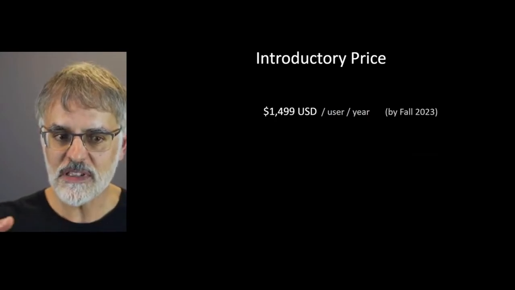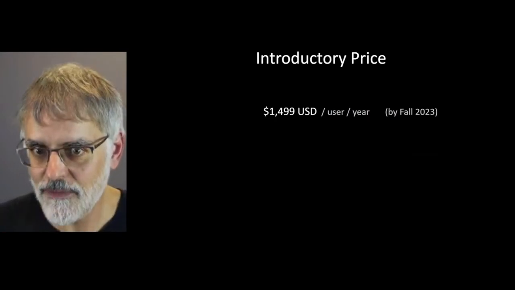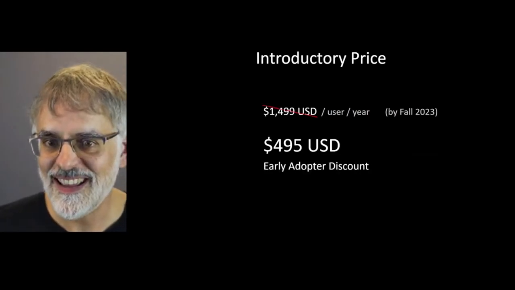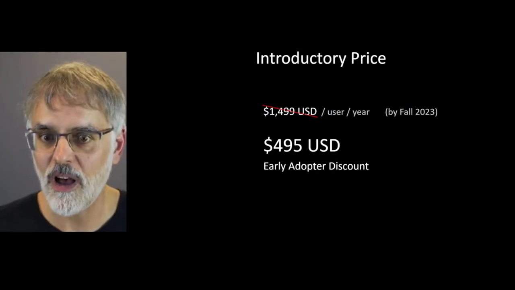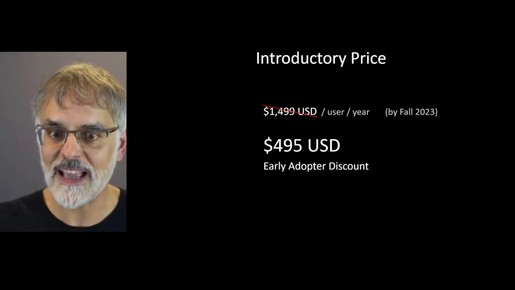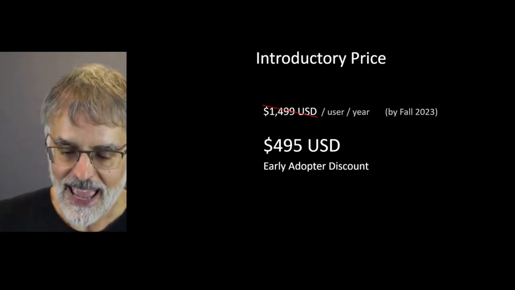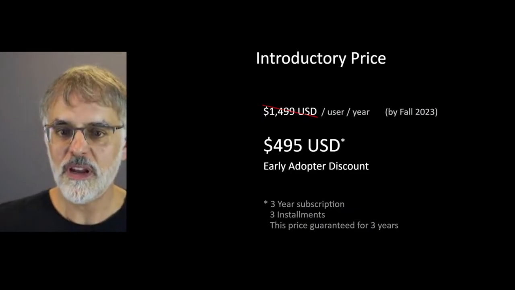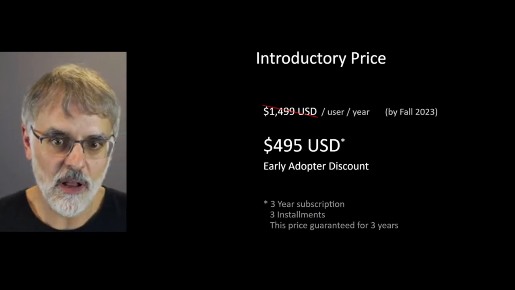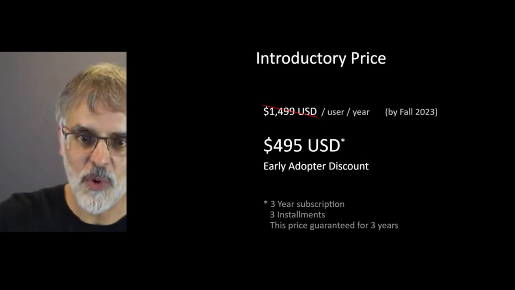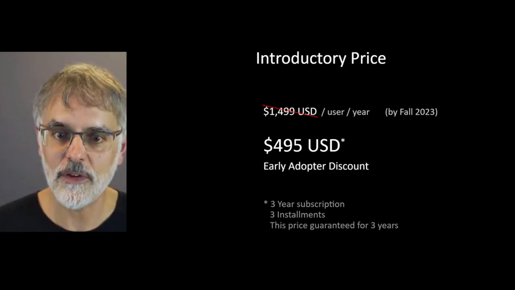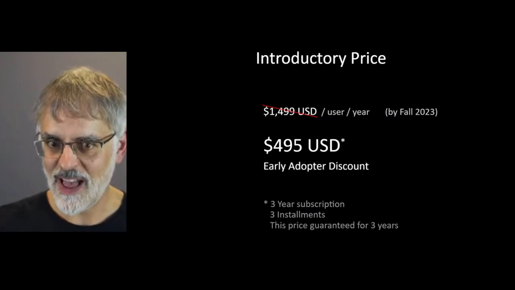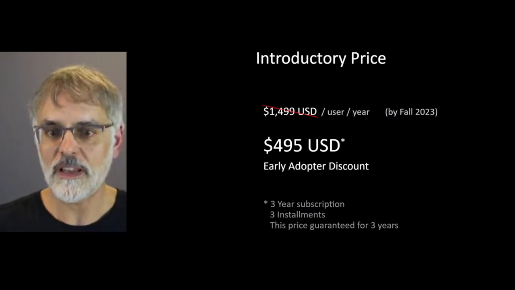So we're consequently discounting the collection heavily. The price will actually be $495 per user per year, and that's our early adopter discount. Just to make it clear, let's say $500 per year, it's a 3-year subscription, so you're going to have 3 installments. You pay $500 now, $500 in 1 year, and in 2 years, the last $500 installment. But the beauty of subscribing now is you guarantee your price for the next 3 years.